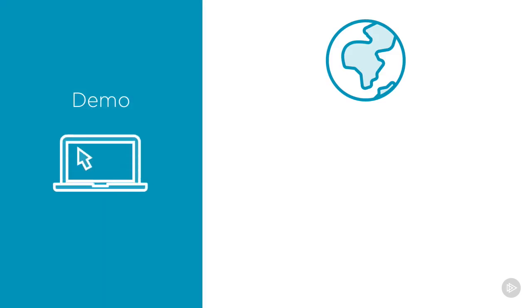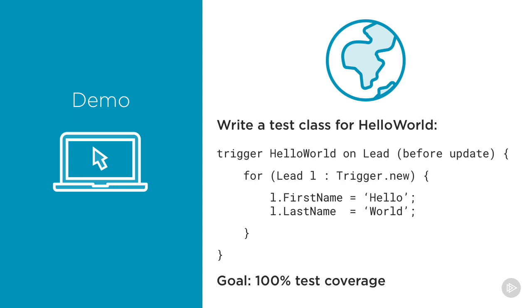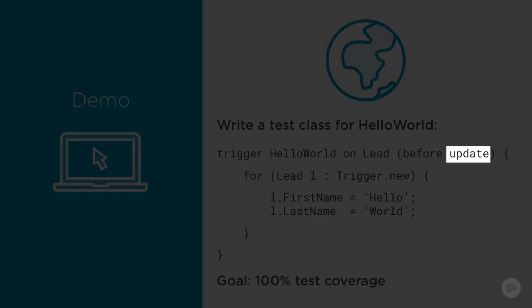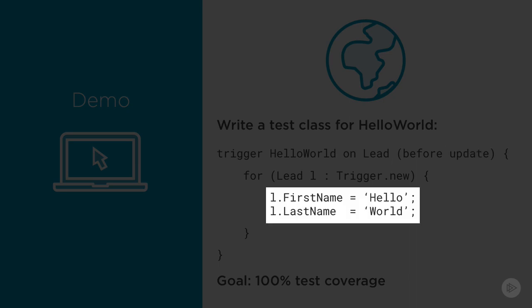Let's get our hands dirty and write our very first test class. For our first test class, let's cover our Hello World trigger, which I've copied here to remind you how it worked. A few things to note. This trigger runs whenever a lead is updated, and the trigger will simply update the lead's first and last name.